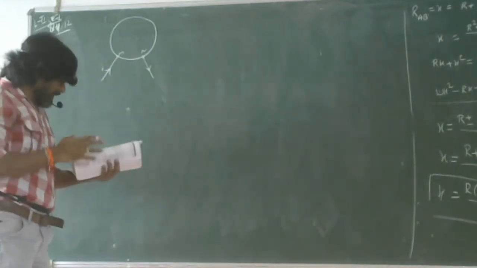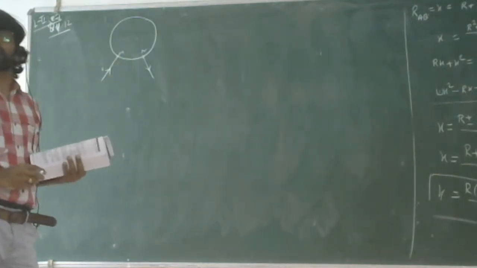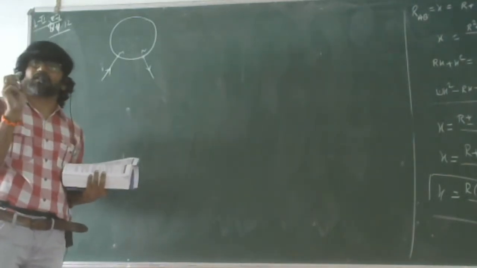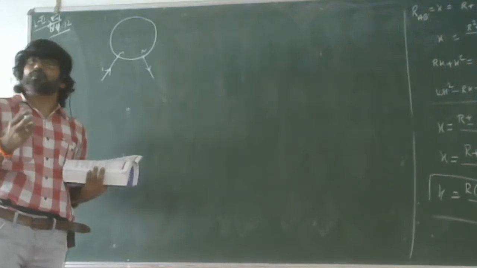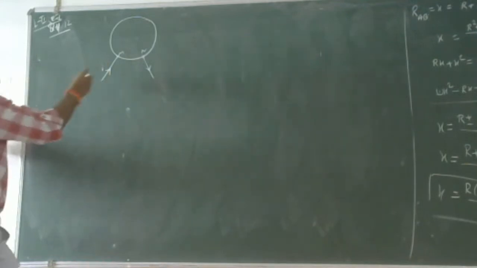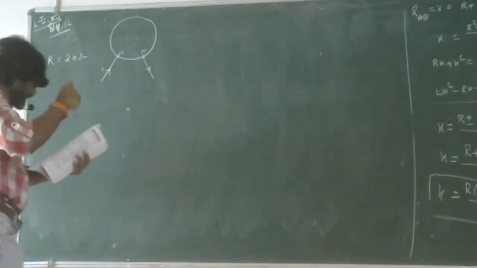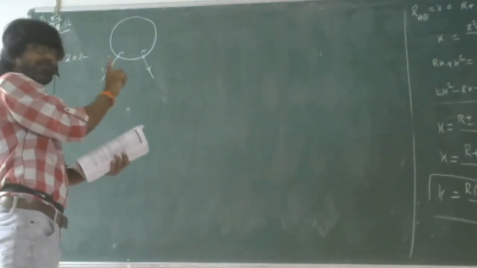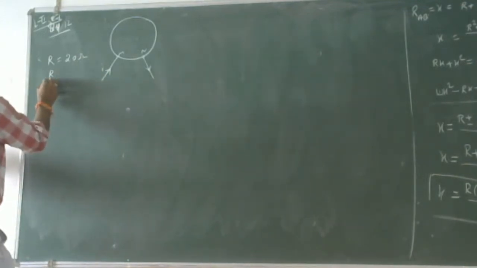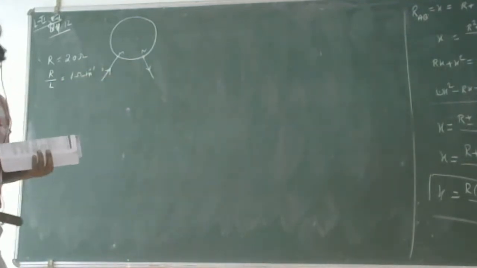What else is given here is that a uniform wire of resistance 20 ohm is used. It is a uniform wire, so from the dependence of resistance on dimensions, we know resistance is directly proportional to length. We have to make use of that here. It is given that R is 20 ohm and the wire has a resistance of 1 ohm per meter, meaning R by L is 1 ohm per meter. Did you understand?